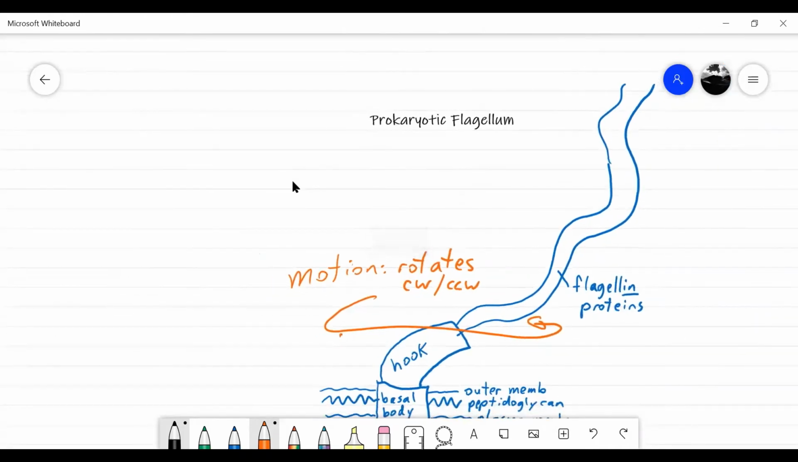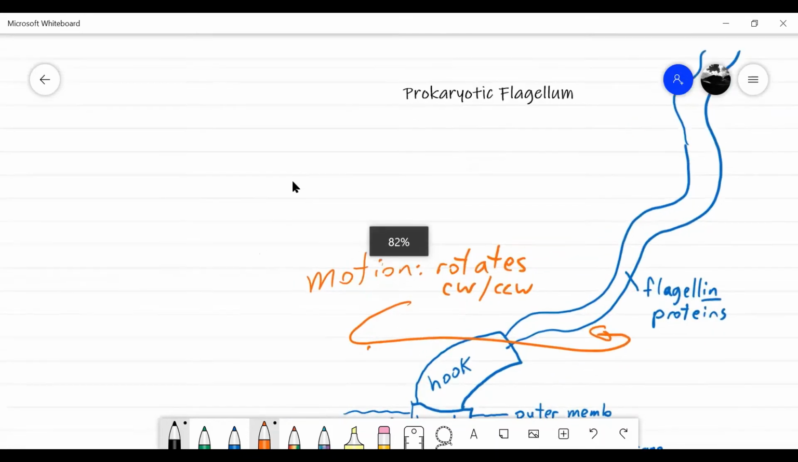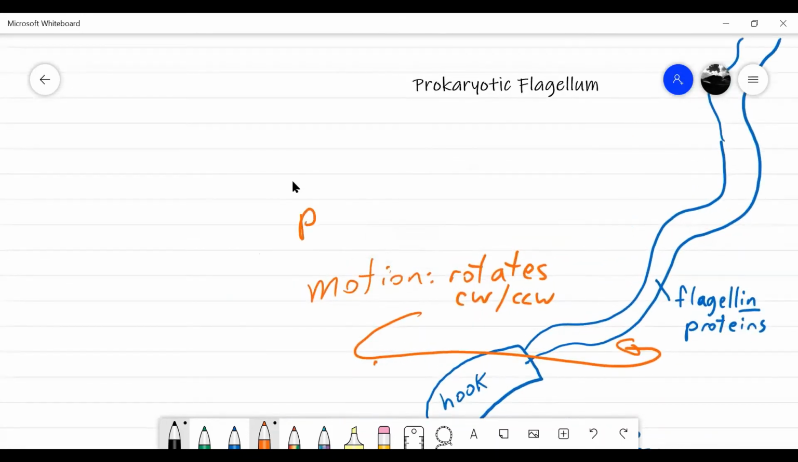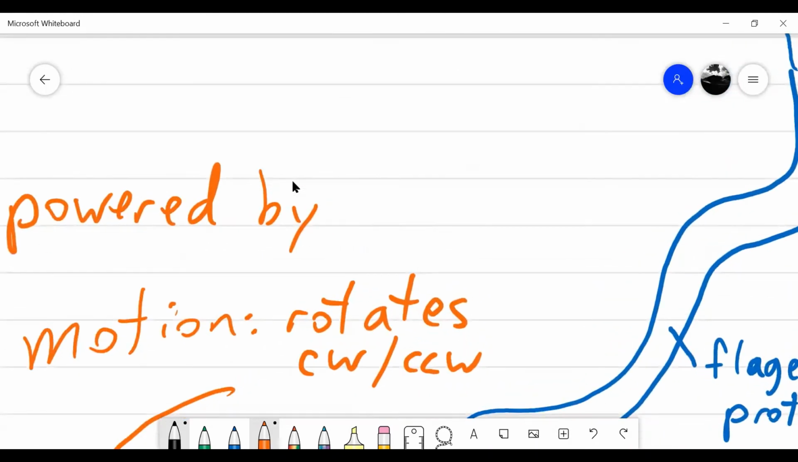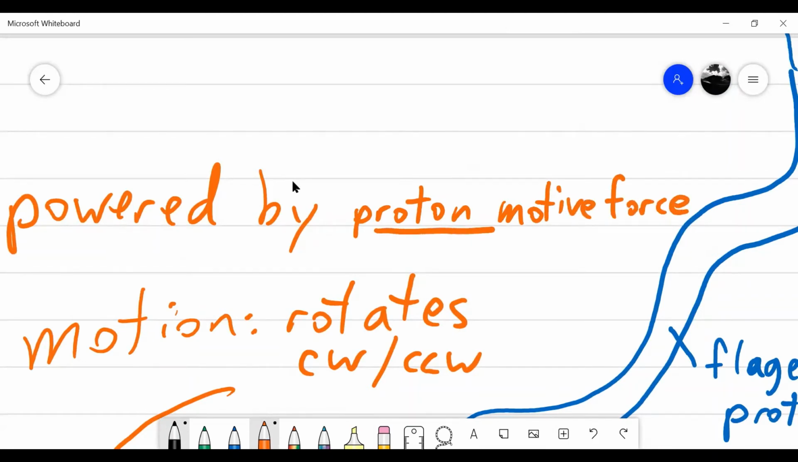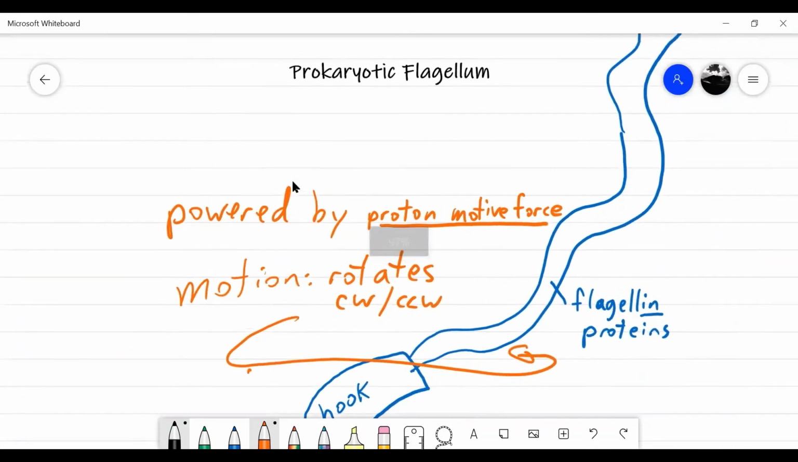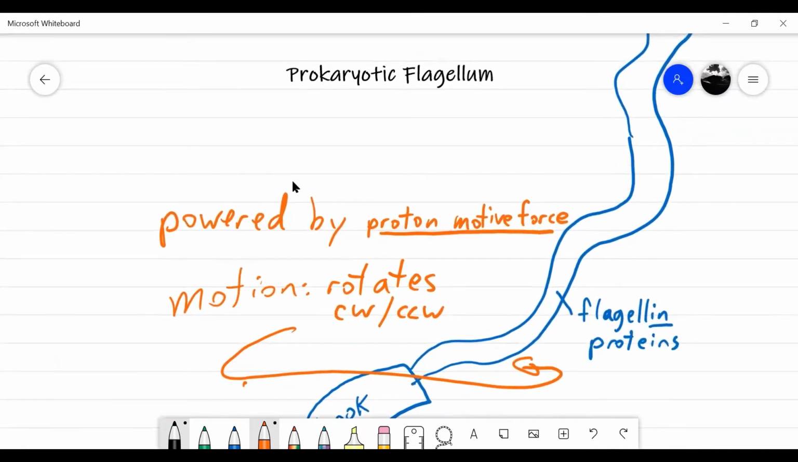What else can we say about this? Another thing we can say is how it's powered. So this is powered by something called the proton motive force. So you're probably wondering, what is the proton motive force? Well, we have not talked about it yet. We're going to talk about it in a couple of units from now. So don't worry about it if you don't know what it is yet. But we are going to talk about it coming very soon.